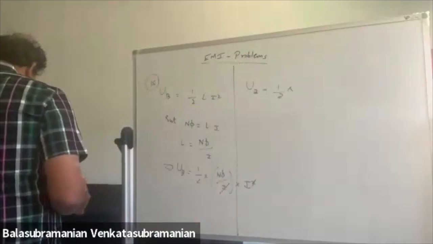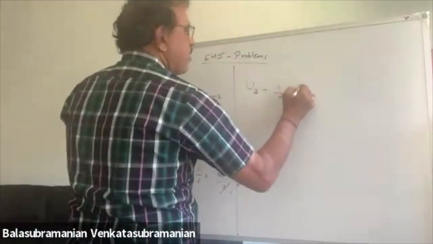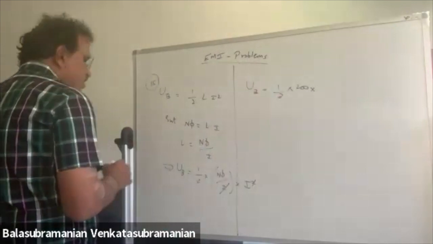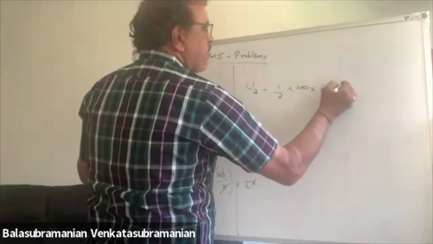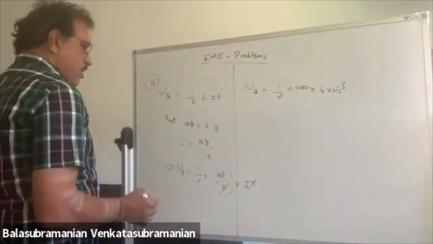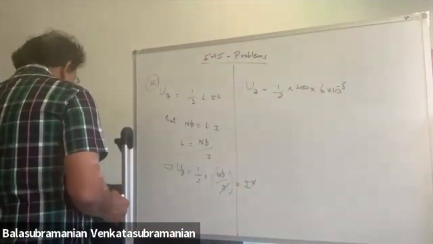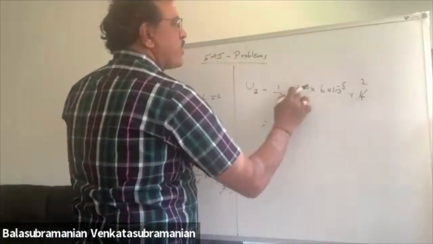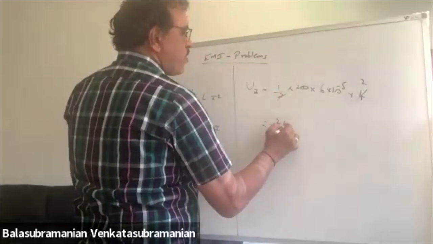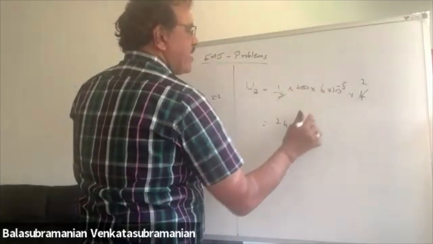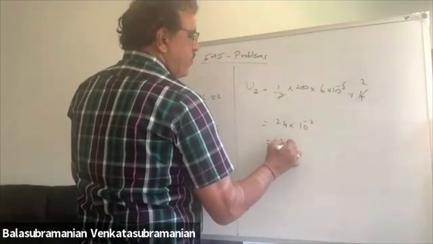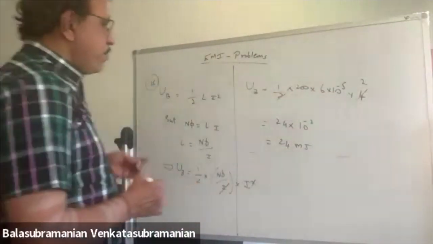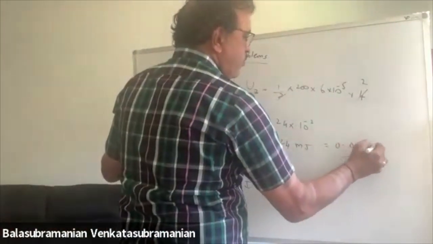Number of turns given 200, into magnetic flux 6 into 10 power minus 5 Weber, into the current. The current value is 4 ampere. Half of 2 is 1, 2 into 2 is 4, 4 into 6, 24. 10 power 2, 10 power minus 5, 10 power minus 3: 24 millijoules, or 0.024 joule. Anything you can write.